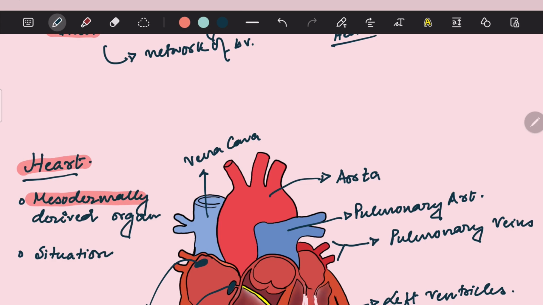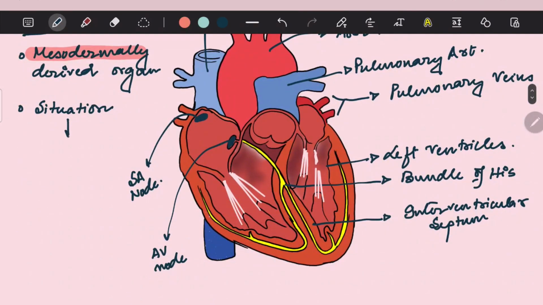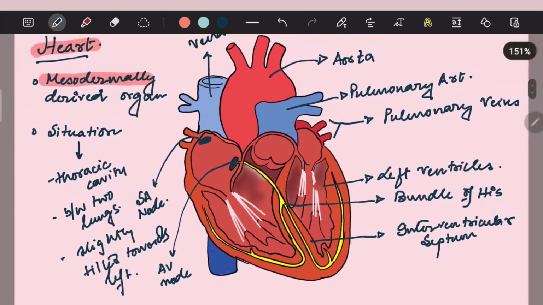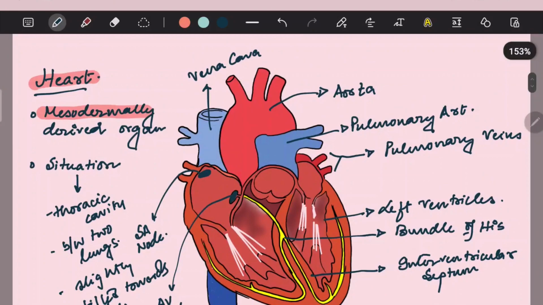Now, if we talk about the situation of the heart, where is the heart situated? It is situated in the thoracic cavity, in between the two lungs, and is slightly tilted towards the left. Now, let us talk about the basic structure of the heart, and we shall refer to this image, which is the image from the NCERT itself, and I've tried to make a schematic diagram out of it.